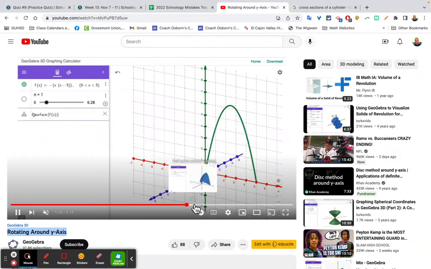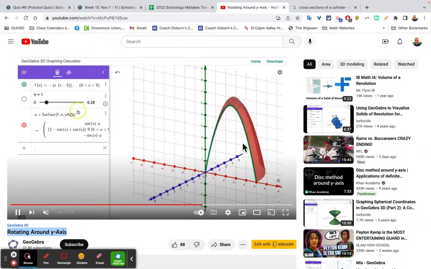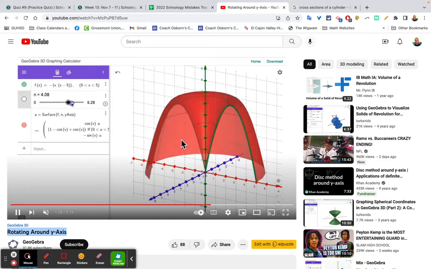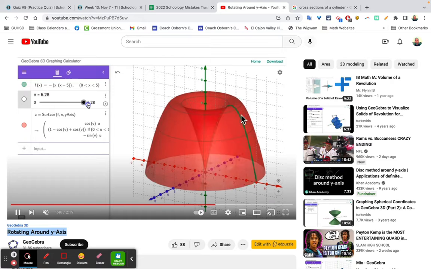What they're going to do here is they're going to color in and fill in the shape. And then they're going to start rotating this around the y-axis. So watch this. Now they're going to pull the slider and see how it's starting to rotate all the way around the axis, and now it creates a new shape as that shape was rotated. That's what's happening with these little rectangles.